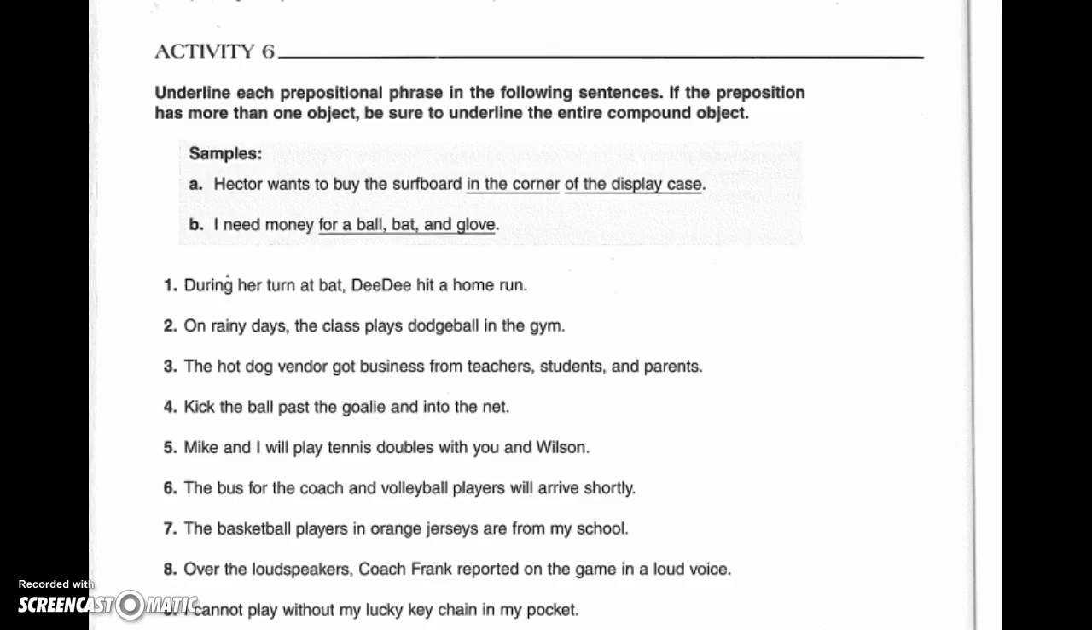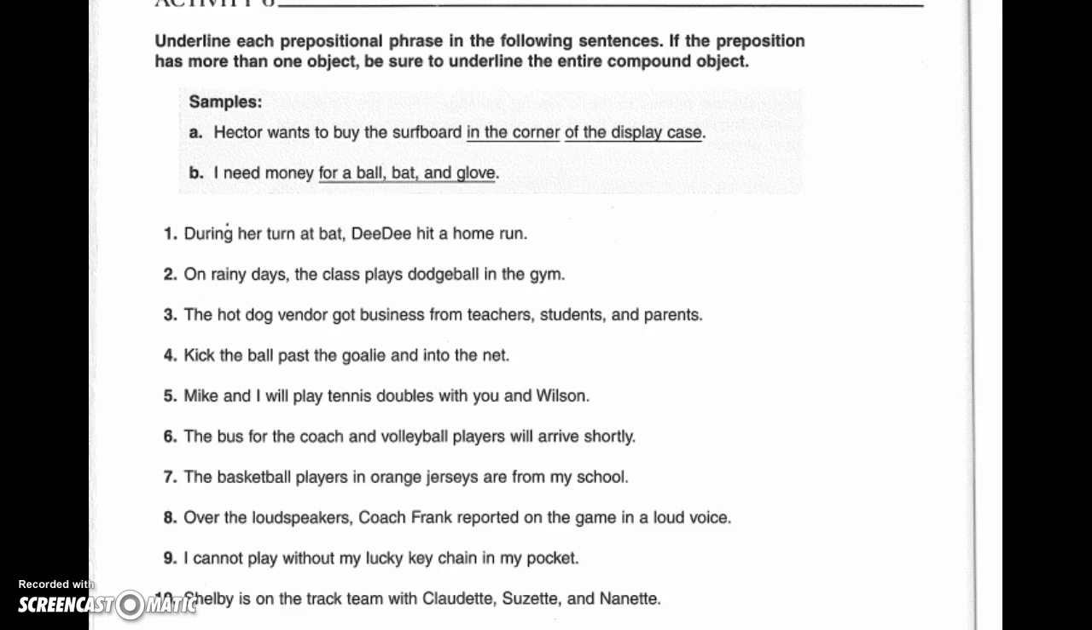Okay, activity 6, you're going to be doing 10 of these. They want you to underline each prepositional phrase. In other words, writing out the prepositional phrase. And if there's more than one object, be sure to include that too. So letter A says, Hector wants to buy the surfboard in the corner of the display case. There are two phrases there that are underlined. And letter B is a compound object. Look, it says, I need money for a ball, bat, and glove. So all of those get underlined. So here are all 10 for activity 6. And when you're done, I will see you on activity 7.